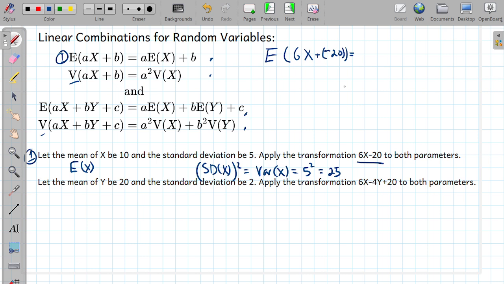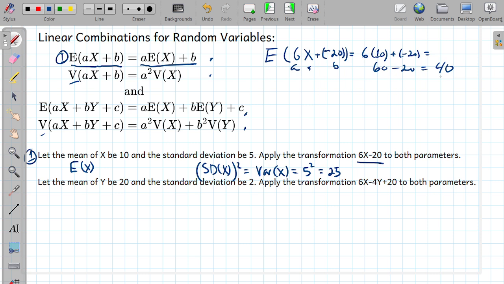All right, so we've matched this formula. Now we have to turn it into this and simplify. So this is the value of A, this is given, and this is the value of B. So this is going to be 6. Now the expected value of x is 10. And then we're going to add negative 20. Well, remember, that's just subtraction. You know that. So this is going to be 60 minus 20, and we get 40. That's not rocket science.